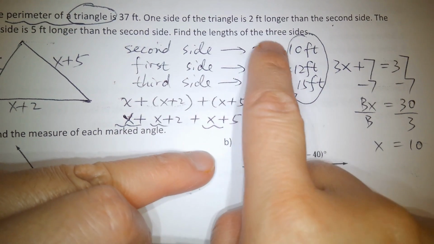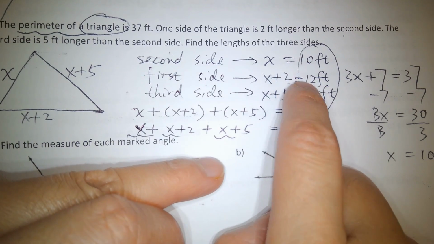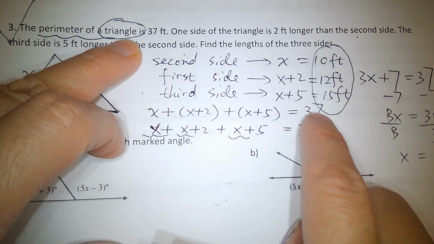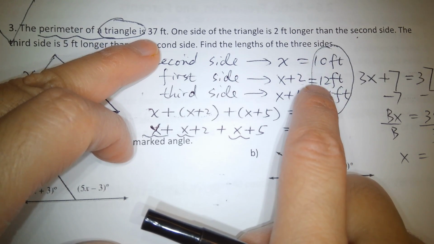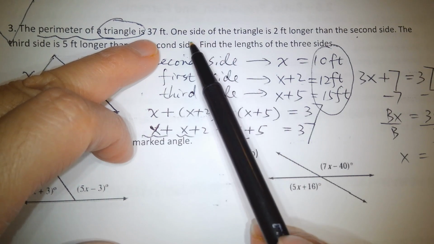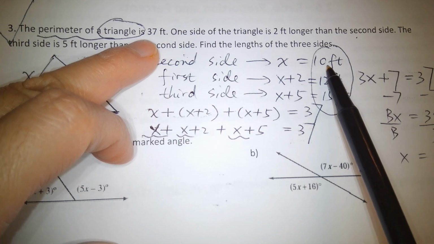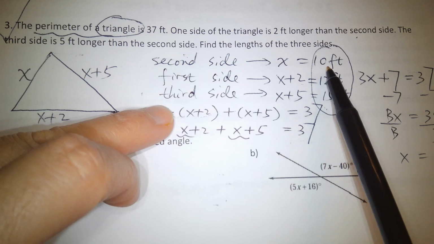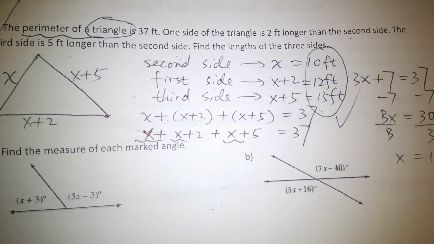So are these the correct answer for the length for the 3 sides? Let's check. The perimeter equals 37 means we add up 10, 12, and 15. Is the sum of these 3 numbers equal to 37? Yeah. 10 plus 12, 22. 22 plus 15, 37. Okay, so one side is 2 feet longer than the other side. So 12 is 2 longer. And then 15 is 5 feet longer than 10. So check. Correct. Right?